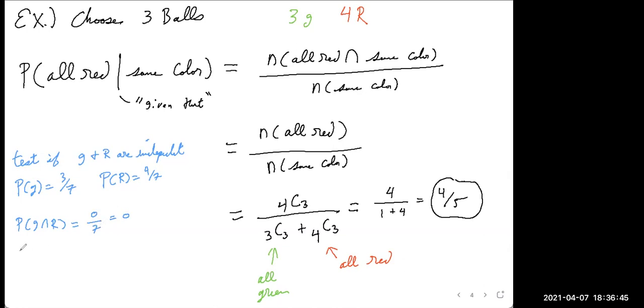So let's test to see if this works. The probability of green and red equals the probability of green times the probability of red. Well, that's going to be 3 sevenths times 4 sevenths equals 0. That is not true because that would be 12/49ths, and that does not equal 0. So these are not independent.